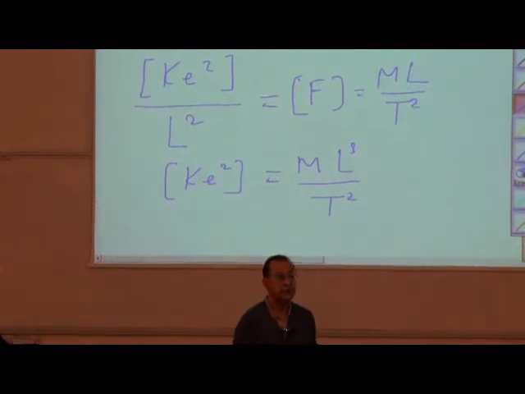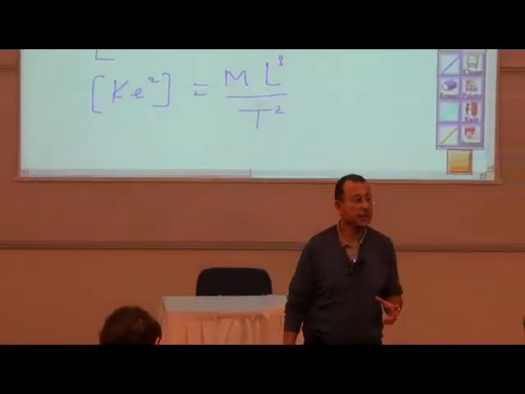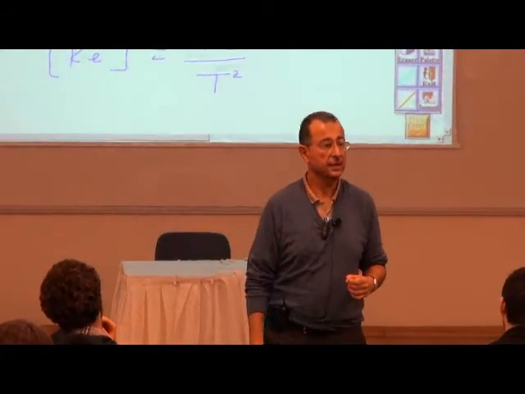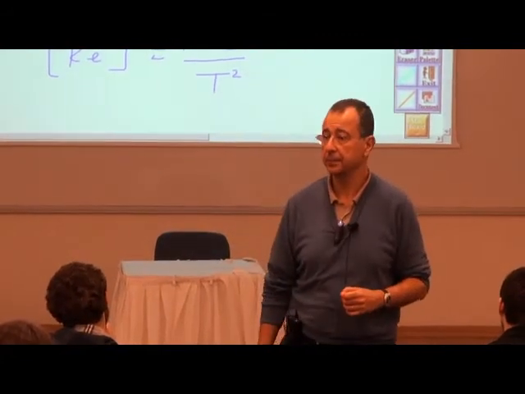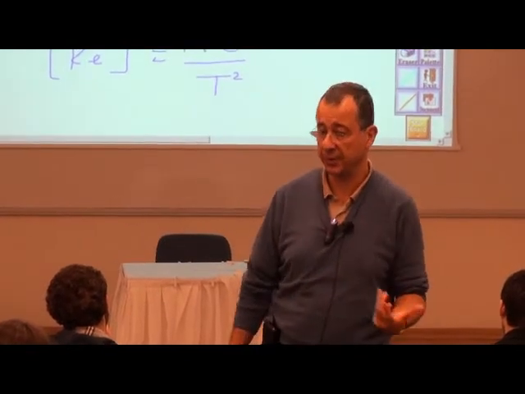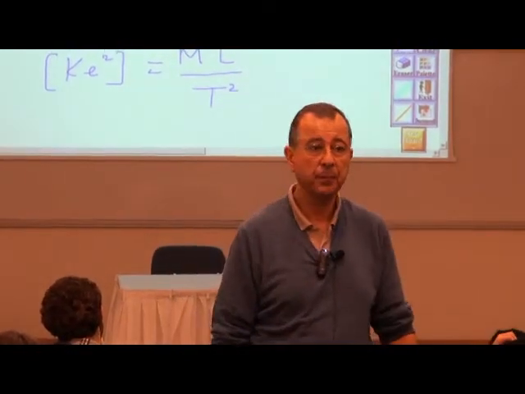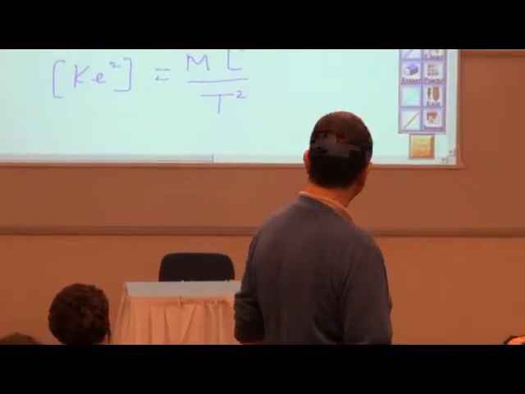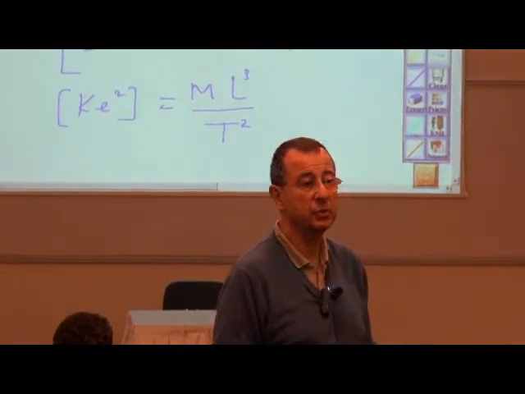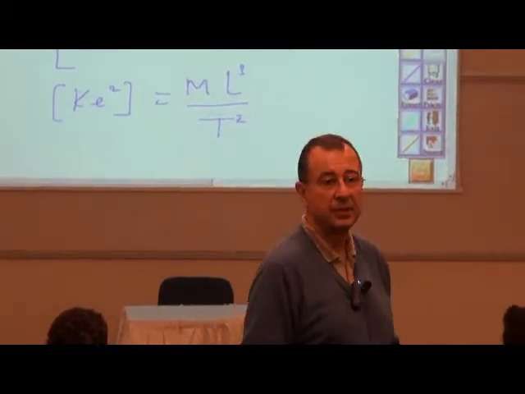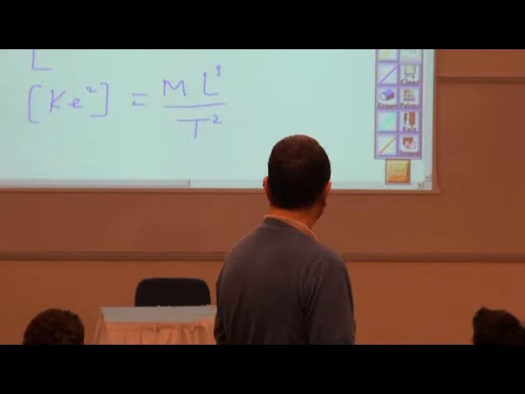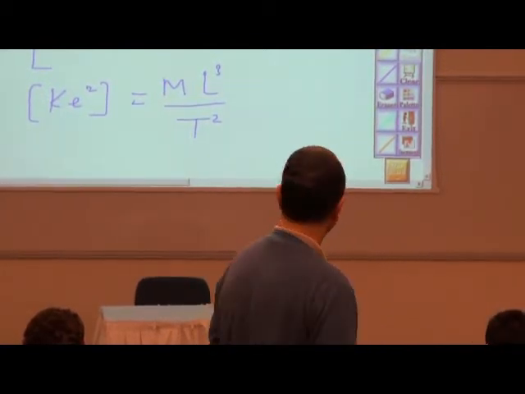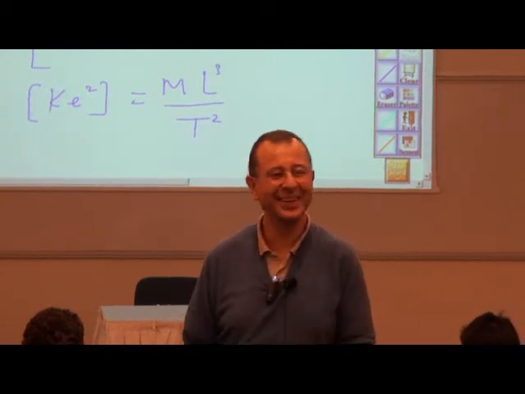So just the constant, a fundamental constant, Ke square, which occurs all the time in atomic physics, in chemistry, has rather complicated dimensions. And its units will be kilograms, meters cubed, divided by seconds squared.